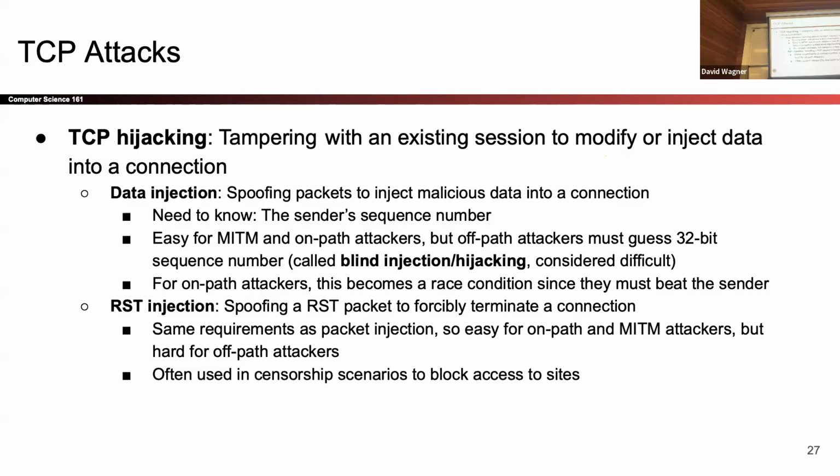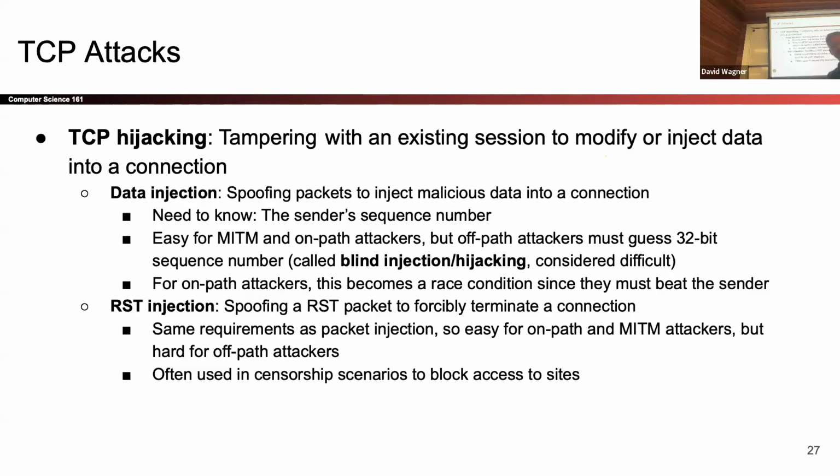What about an on-path attacker? They can eavesdrop too, so they can observe the sequence numbers. So they can create spoofed packets and put in the correct sequence numbers and send a spoofed packet to the recipient. And the recipient will think that the sender sent that, but it was actually the attacker sending it. So an on-path attacker can inject data into a connection.